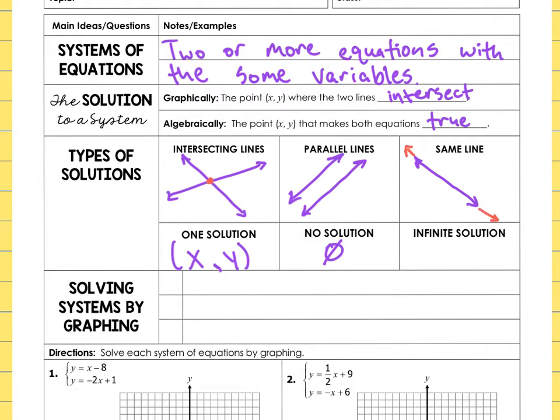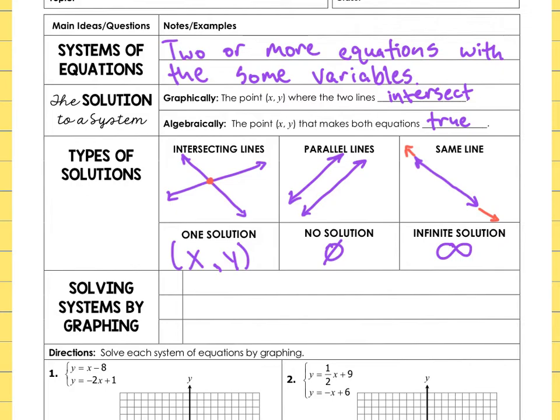Well, when the equations and the line turn out to be the same, we actually say that there are infinitely many solutions, or there are infinite solutions. And so we draw this sideways 8 to resemble infinity. When it's the same line, they're always going to be the same points over and over.